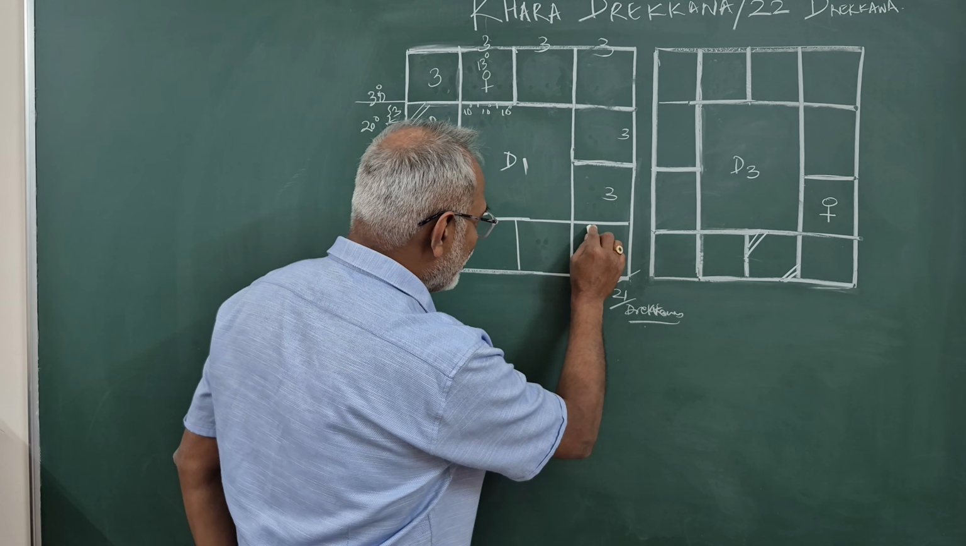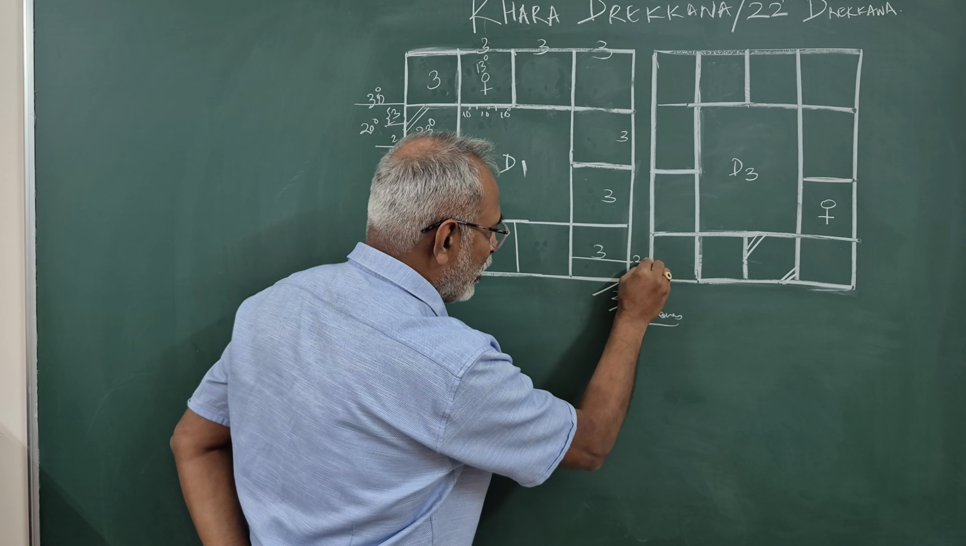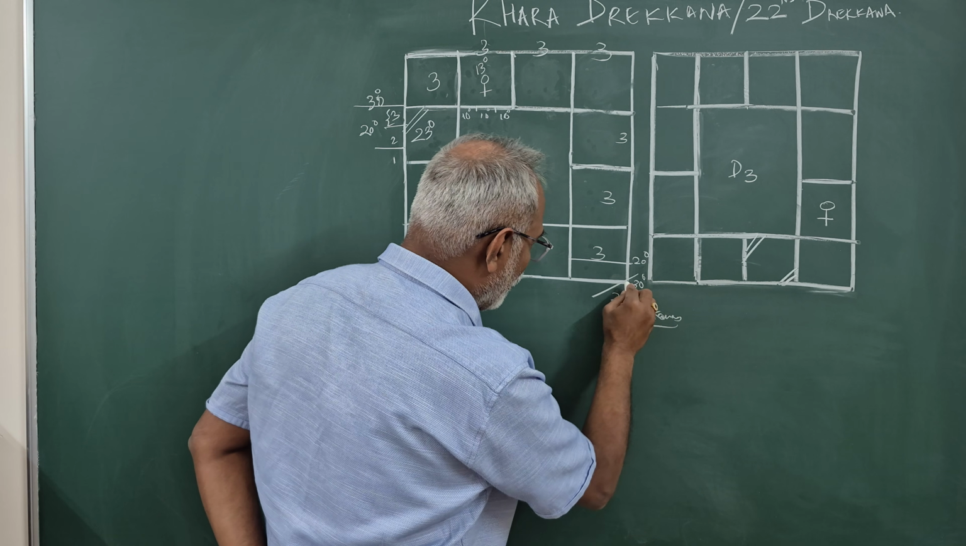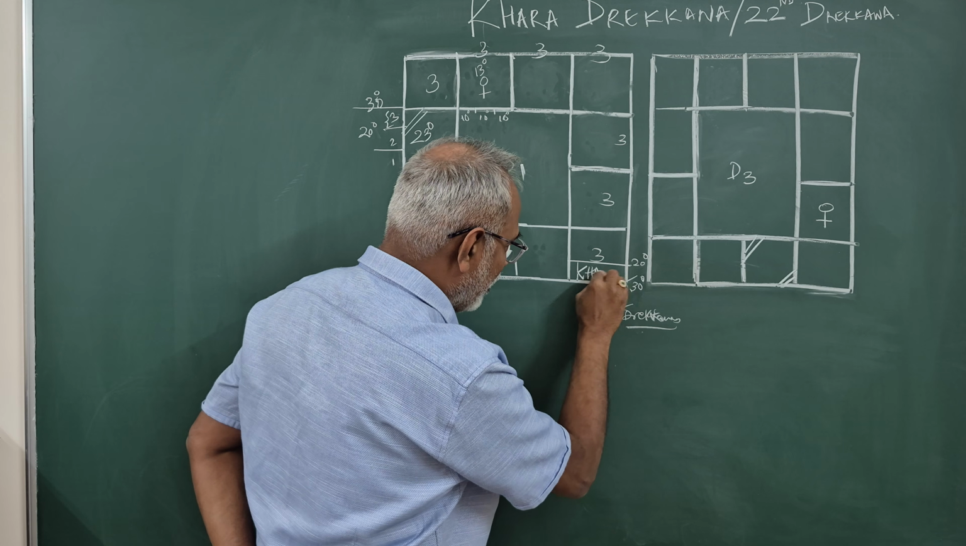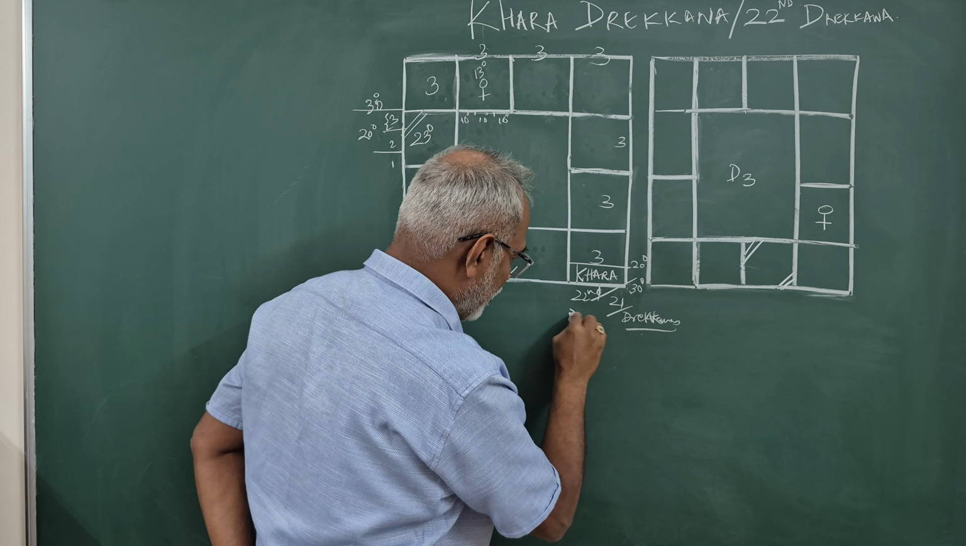So that means the third Drekkana, that is between 20 degrees of Virgo to 30 degrees of Virgo, will be called Khara Drekkana, or the 22nd.